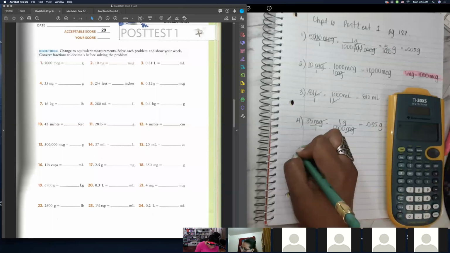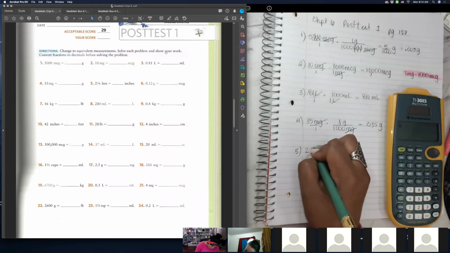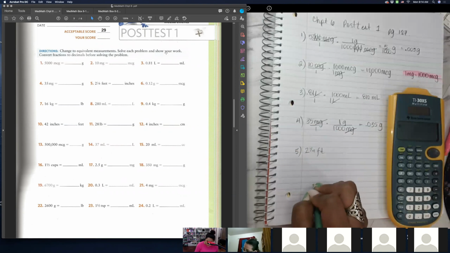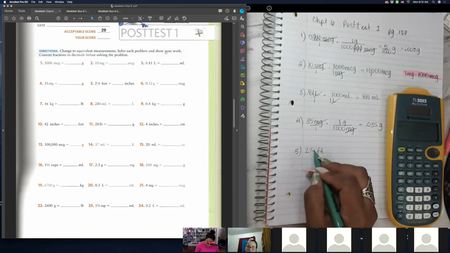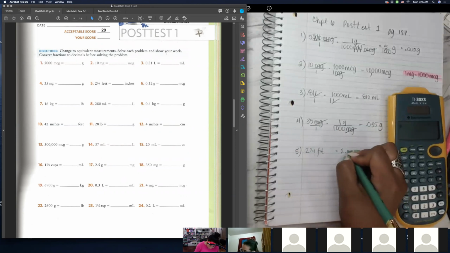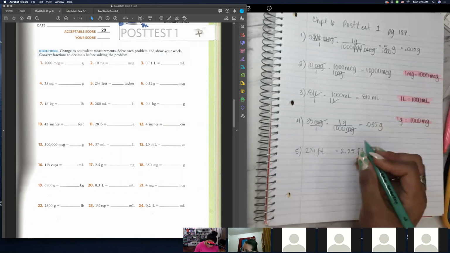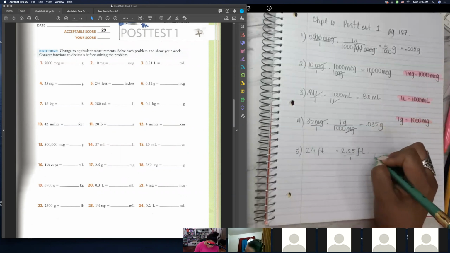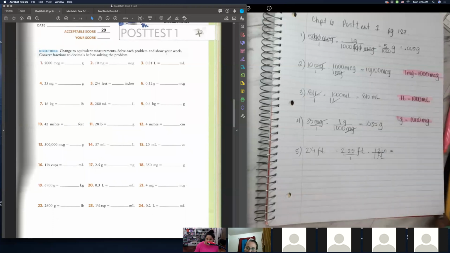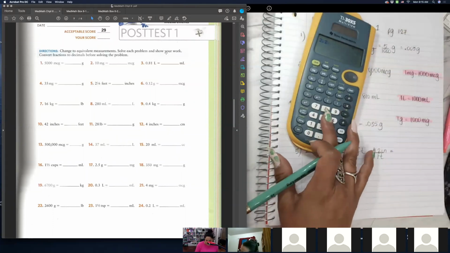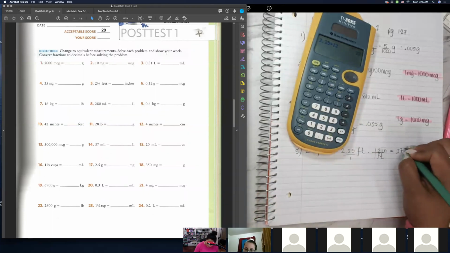All right, 5. It's 2 1/4 feet. Convert to inches. Again, the fraction 1/4 as a decimal is equal to 2.25 feet. And we're going to convert that to inches. And there's 12 inches to a foot. So just take 2.25 and multiply it by 12. And that's going to give us 27 inches.